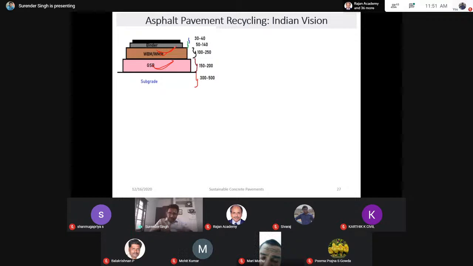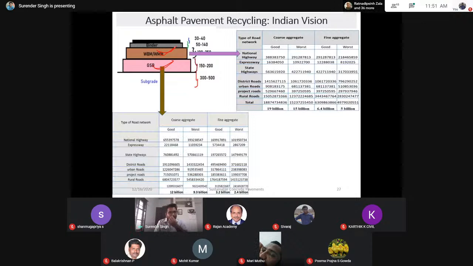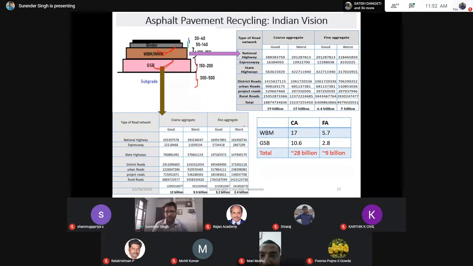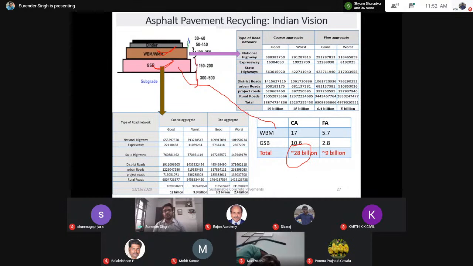So we did some study and we took some conditions. In India, even in the worst-case scenario, if you take the aggregates out of the flexible pavement, only GSB and WBM aggregates, you'll be getting 28 billion tons of coarse aggregate and 9 billion tons of fine aggregate, which will be enough to convert all the pavements into concrete pavements, because concrete pavement requires lesser aggregates as compared to flexible pavements.